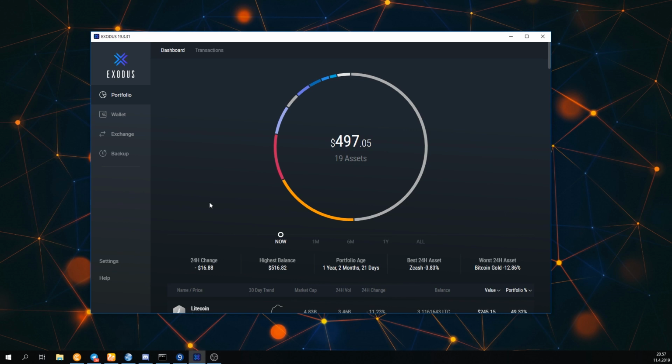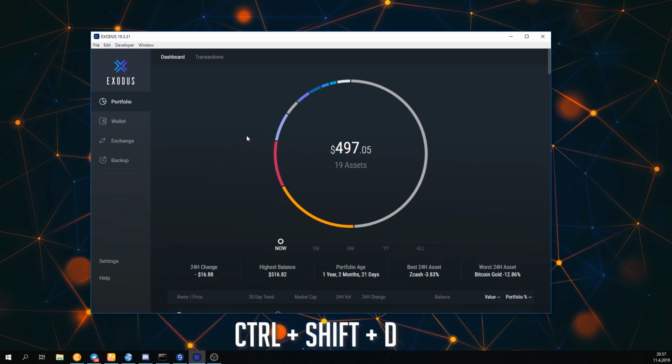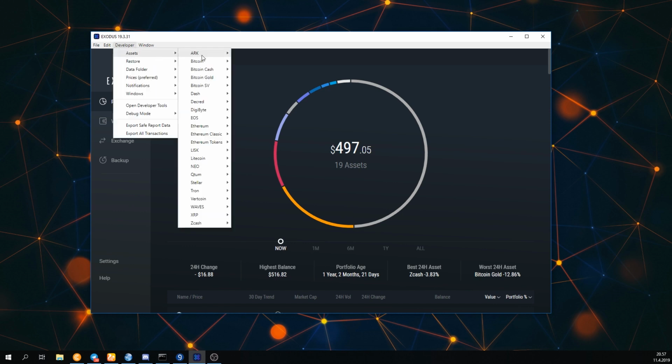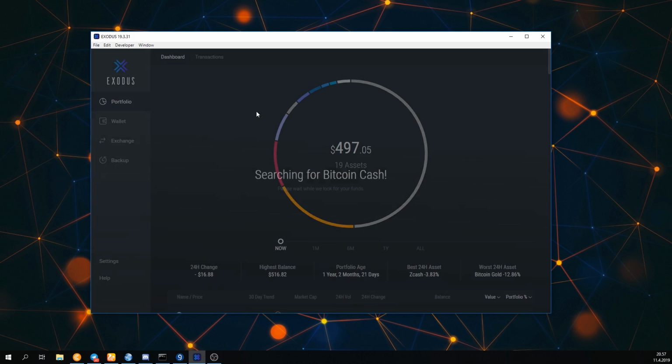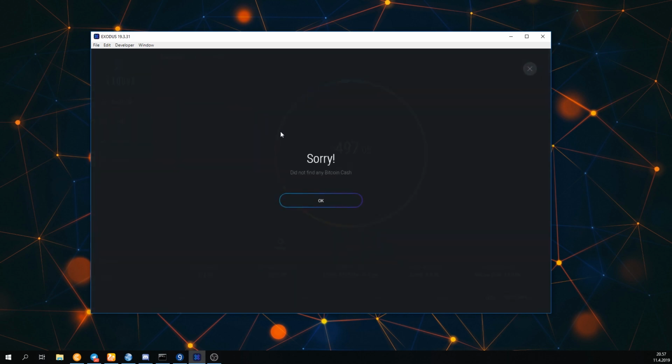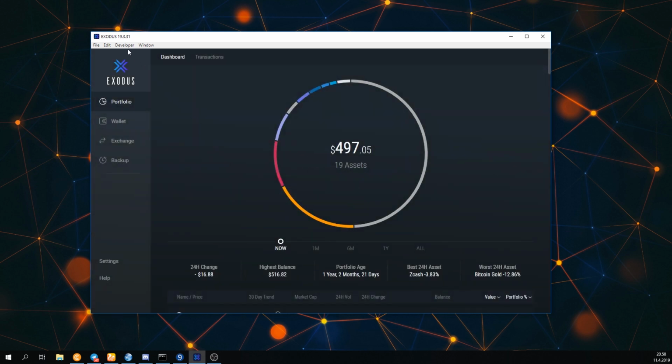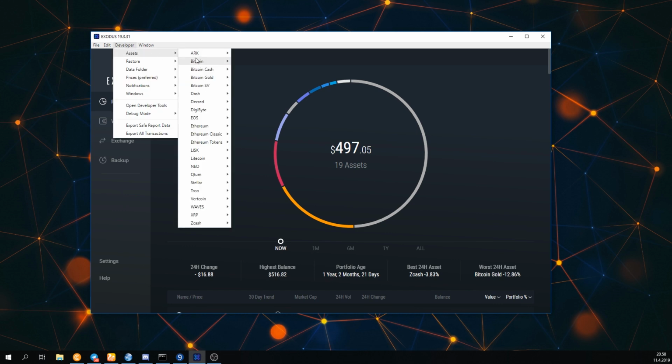So what we're going to do is press Ctrl-Shift-D. This allows us to open the developer menu, and we can go to Assets, then Bitcoin, and this allows us to sweep for Bitcoin Cash. Click OK, and it searches, and it doesn't find anything because I didn't own Bitcoin prior to the fork that happened. You can search for the exact dates yourself, and that's why a lot of people are buying these old Bitcoin accounts, because they want to sweep them for Bitcoin Cash and other things.